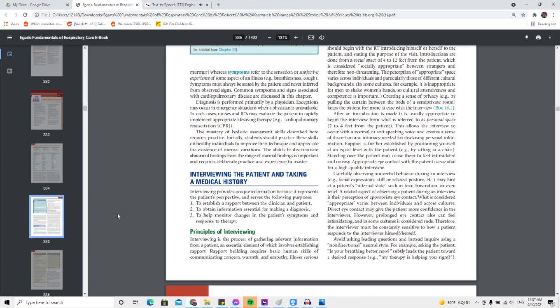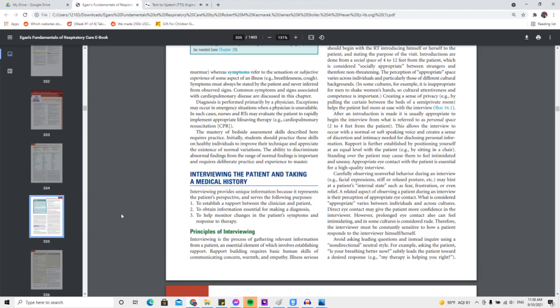Diagnosis is performed primarily by a physician. Exceptions may occur in emergency situations when a physician is unavailable. In such cases, nurses and RTs may evaluate the patient to rapidly implement appropriate life-saving therapy, for example, cardiopulmonary resuscitation, CPR. The mastery of bedside assessment skills described here requires practice.